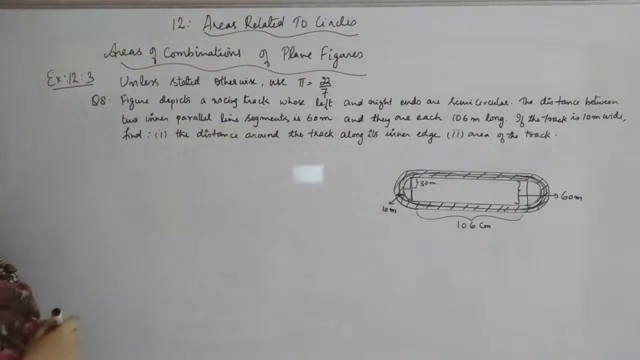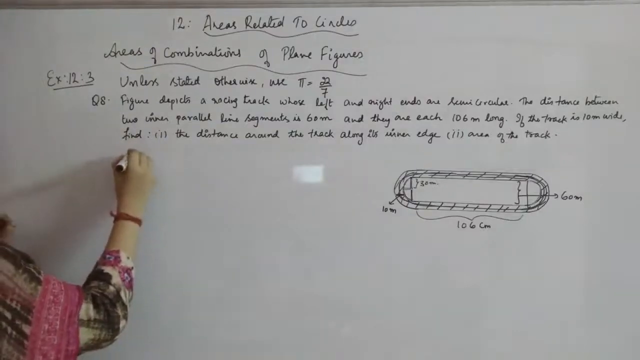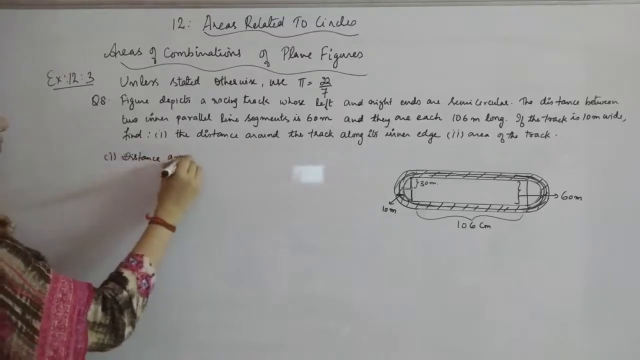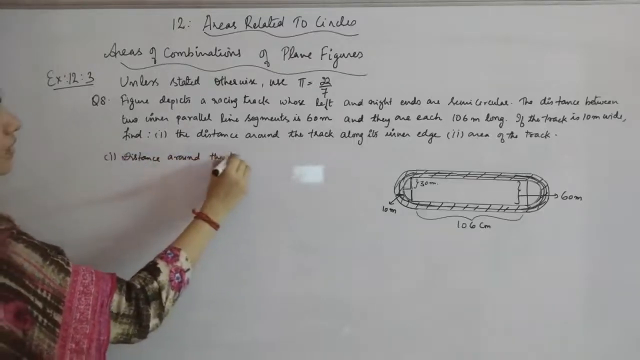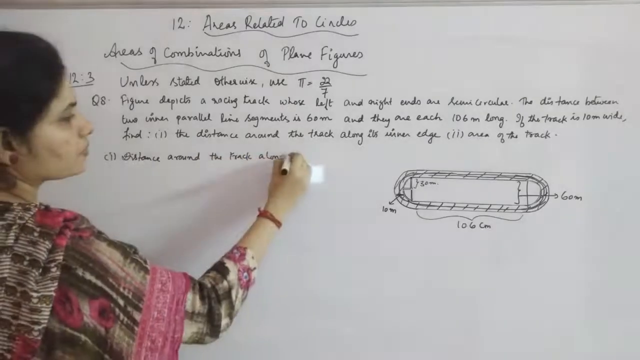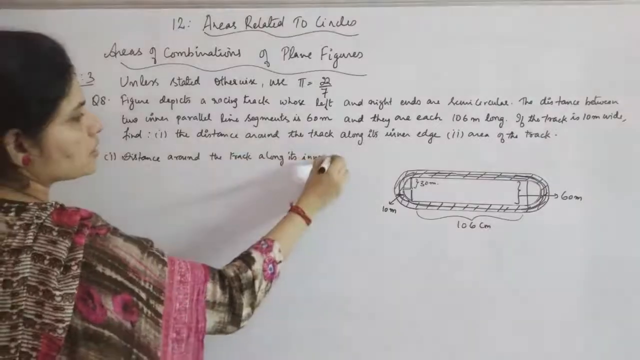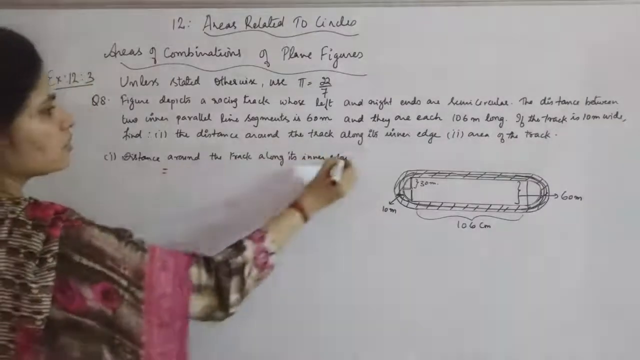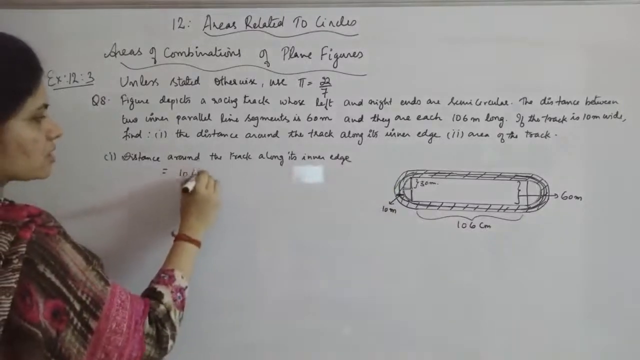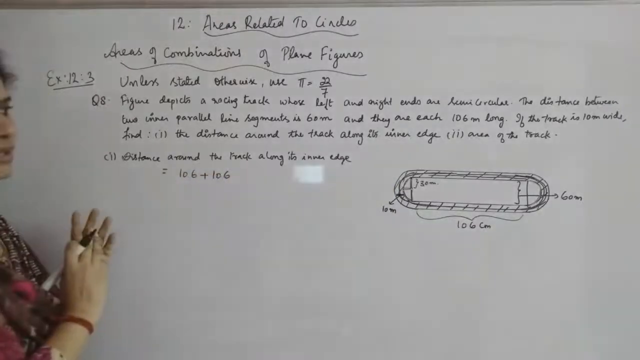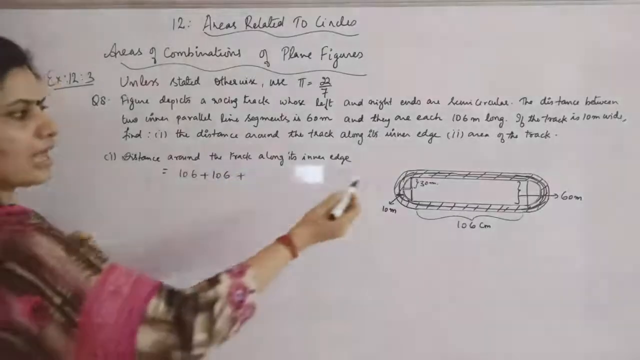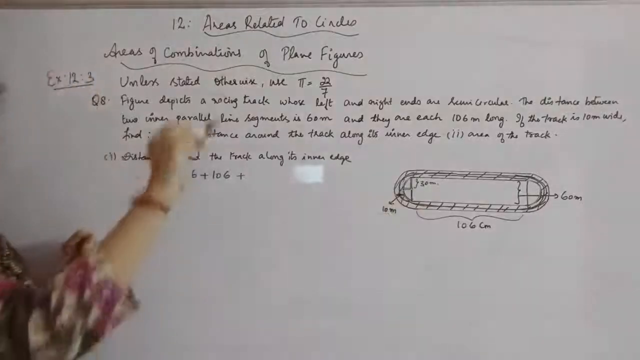So what you need to find out? Distance around the track along its inner edge is equal to, one thing is 106, twice you will take, so 106 plus 106, that is the parallel length which you are getting, plus you will have the semicircular region here and there also.